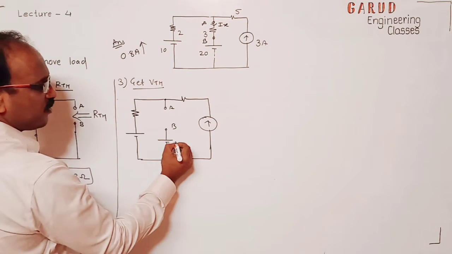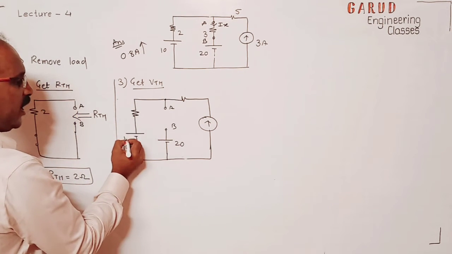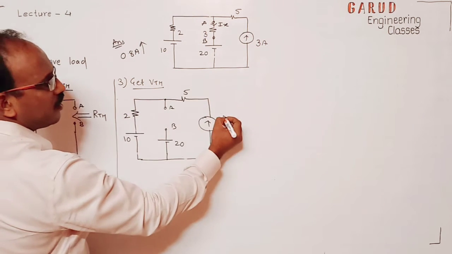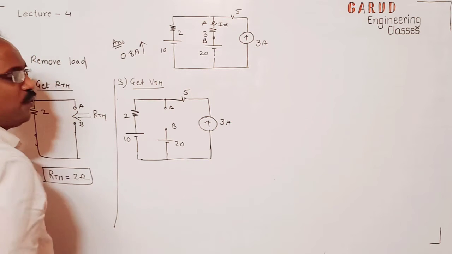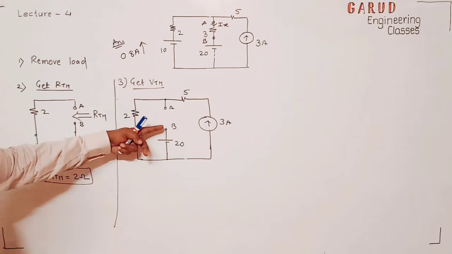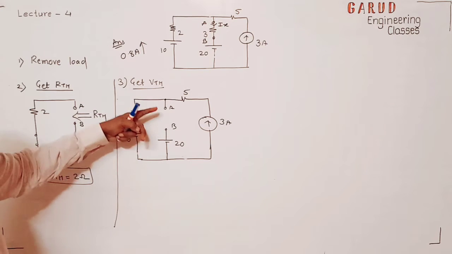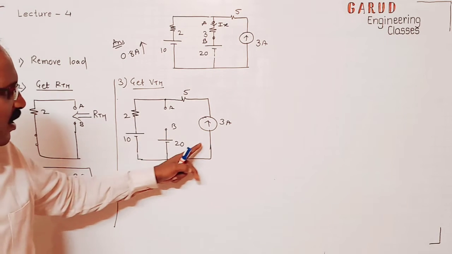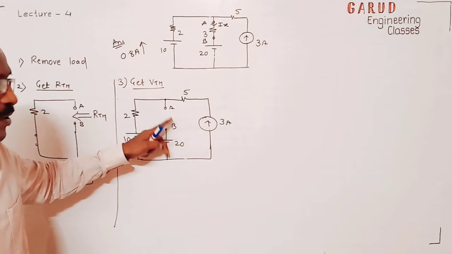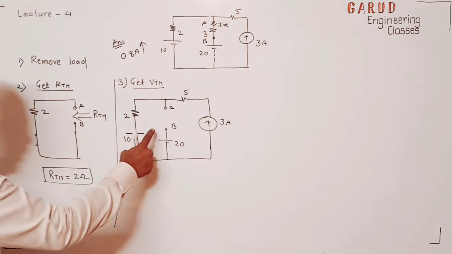Okay. This is 20 volt, 10, 2, 5, 3 ampere. You know how to get VAB, how to get voltage here, travel from B to A. We get 2 paths, path number 1 and path number 2. But we cannot find this, we cannot collect voltages through this path. Why? Because there is a current source. So we can find this way.